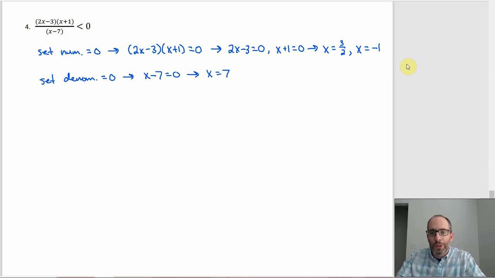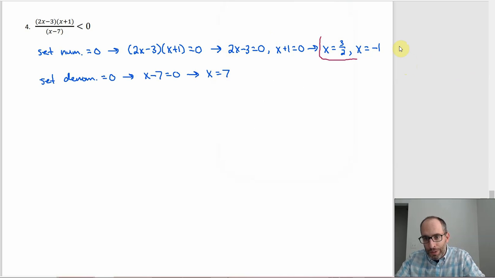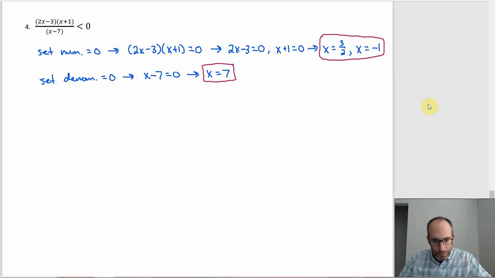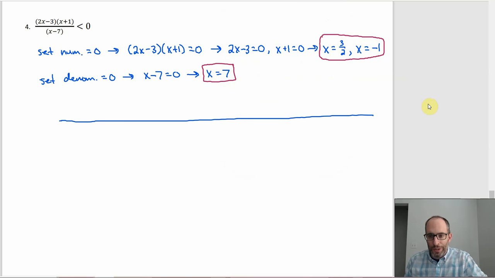So then our 3 numbers that we have to use in order to break up the number line are going to be these two, 3 halves and the negative 1, and then we're going to need this 7 right here. All right, so if I draw a number line, going left to right, the smallest one is going to be the negative 1. Then we're going to have a 3 halves or a 1.5, either way. And then up here somewhere we're going to have a 7. I'm not worried about getting this to scale. I just want there to clearly be 4 intervals that we have to check.